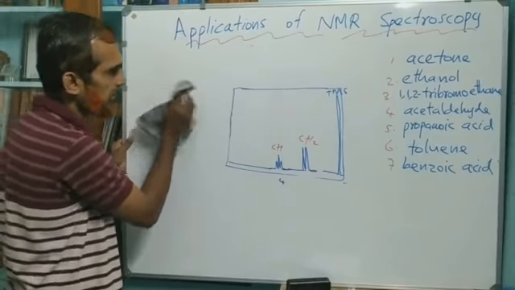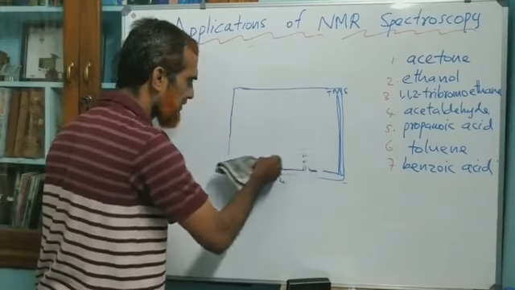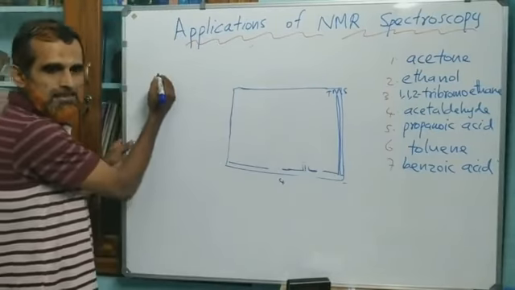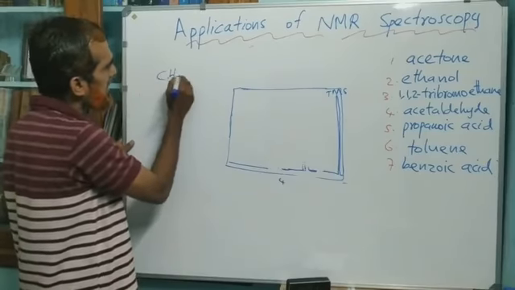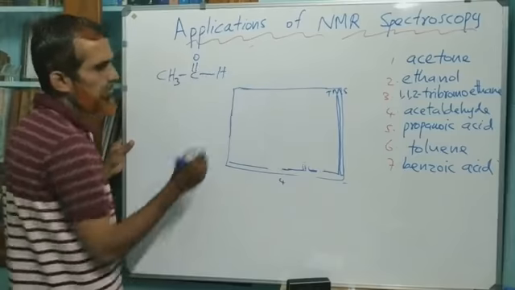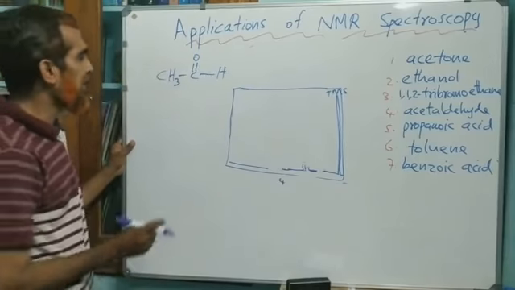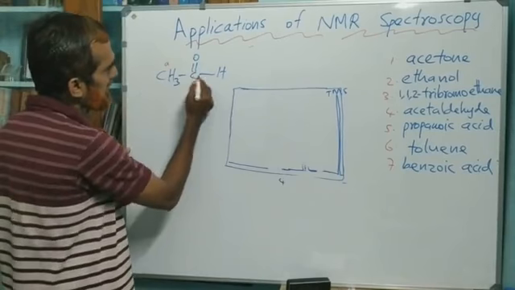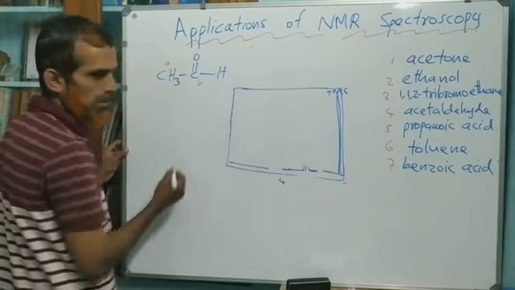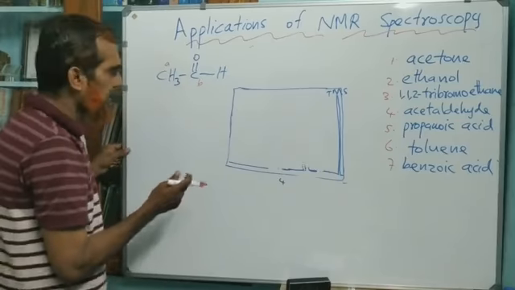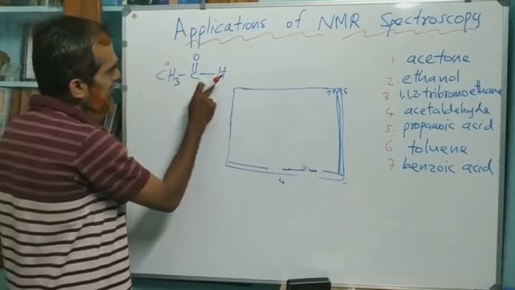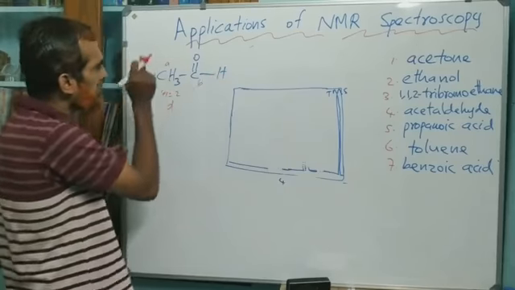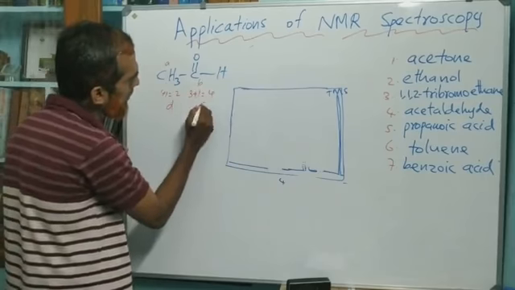What next? Next molecule is acetaldehyde. Draw the structure. Acetaldehyde, CH3CHO. How many signals? This is A and this is connected to this neighboring carbon, so this is B. 2 signals. Now what about splitting? This signal is split by 1 proton here, so 1 plus 1 equal 2. It's a doublet. This signal is split by 3 protons, so 3 plus 1 equal 4, a quartet.